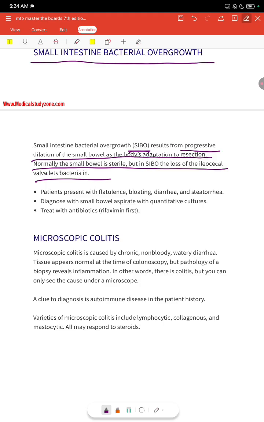So then the patients present with flatulence, bloating, diarrhea, steatorrhea. Diagnosed with small bowel aspirate with quantitative cultures. Treat with antibiotics. Rifaximin is first of them.